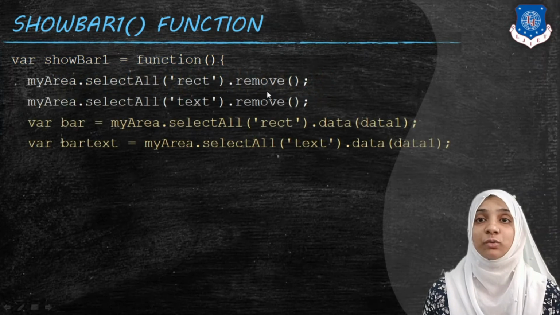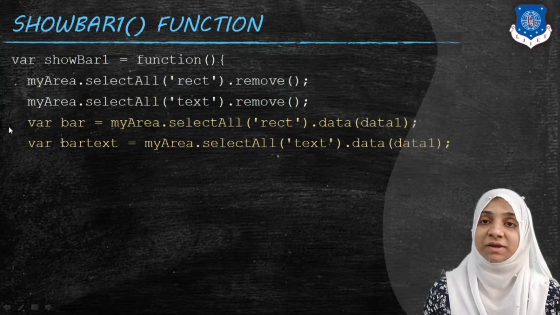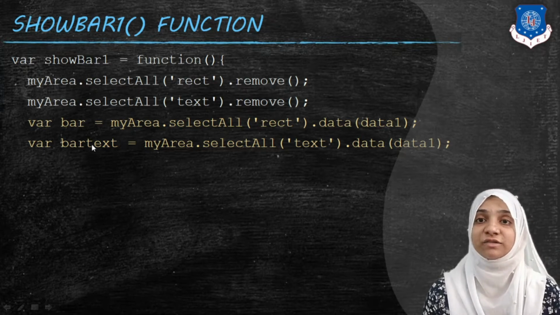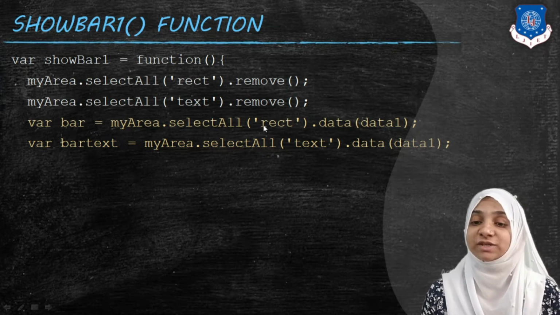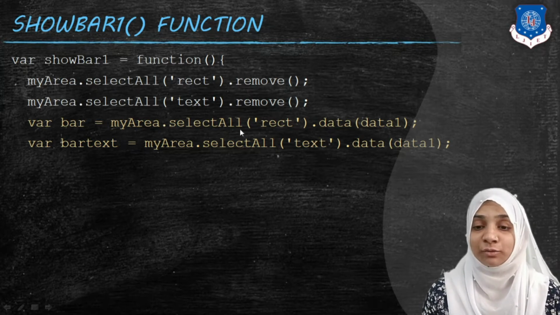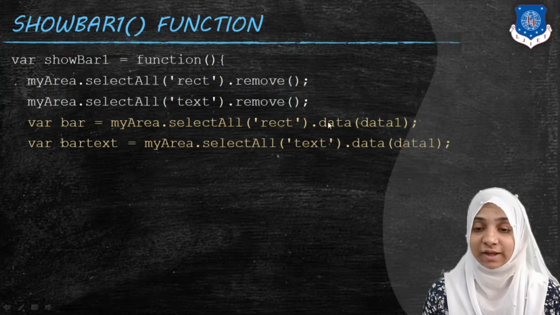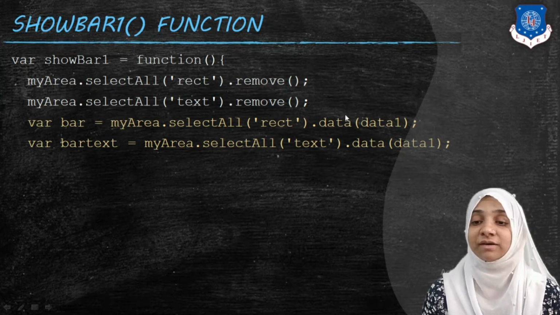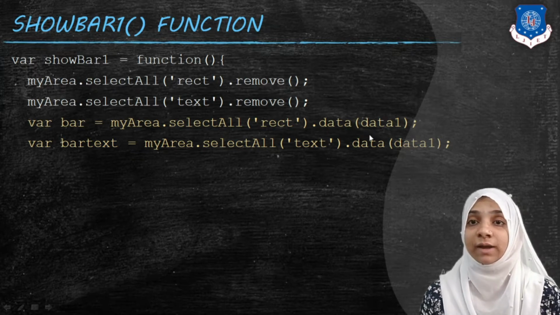Now in the next step we are going to add some new bars and new text labels. Bars are nothing but a set of rectangles that must get added to show a bar chart, and bar text is nothing but the values of those rectangles that represent our data. So variable bar is my area dot select all rectangle. Since there are no rectangles, because we have just removed each and every one of them, this selection will simply be an empty selection. But with this empty selection of rectangles, we are binding data with the data method, and the data that is going to get bound is data1.